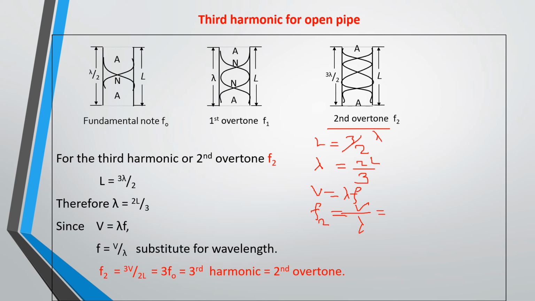Then when you substitute this lambda into this equation, it gives you 3v all over 2a. And this means that f2 is equal to 3f0. I've said compare this with the one we treated on string, so that everything is exactly the same thing. There's no difference. So guys, this is it. We are going straight to some questions that we need to take care of. So let's go.